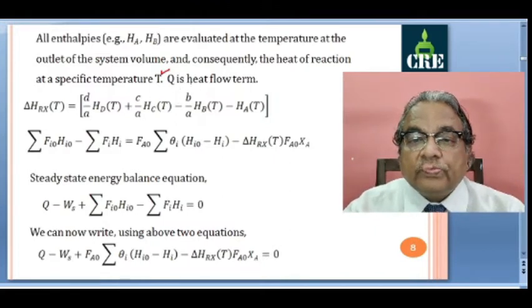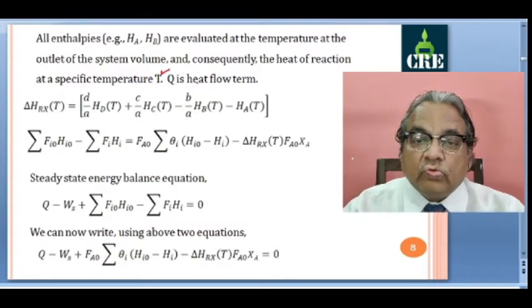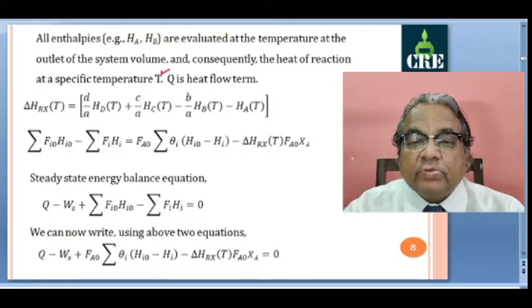So Q is the heat flow term. Heat may be supplied or being removed, so Q with minus or plus sign accordingly. This delta HRX at any temperature T can be found out with this relationship, if you know this HA, HB, HC, HD at that particular temperature. So D by A into HD plus C by A into HC minus B by A into HB minus HA. So we can find out delta HR.